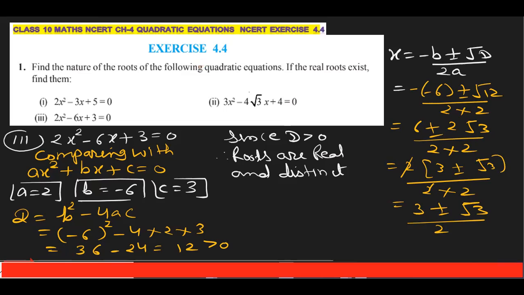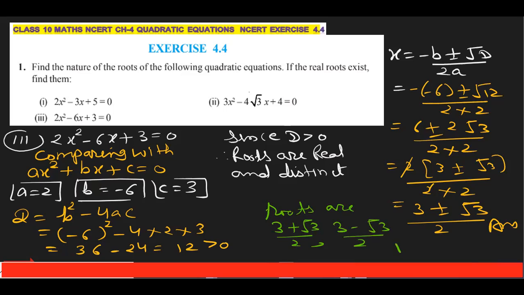So that is the answer of this question. If you want to write them separately, then you can also write the roots are: one is (3 plus root 3)/2, and the other is (3 minus root 3)/2, and that is also the answer. Yes student, there is no problem in writing it this way.